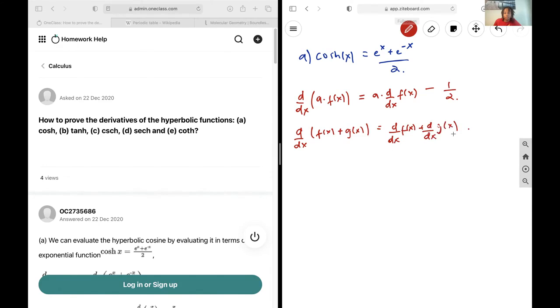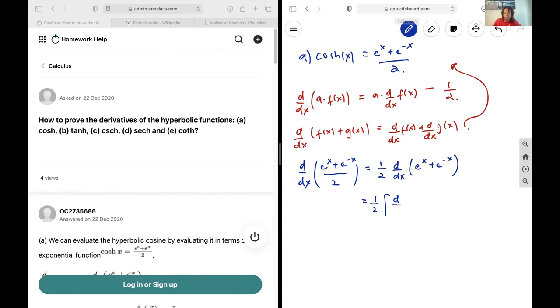And so how we're going to apply this is to separate the e to the power of x and the e to the power of negative x. And those are two derivatives that we can easily find instead. And so this means that d over dx of e to the x plus e to the minus x over 2 is going to be equal to 1 over 2 into the derivative of e to the x plus e to the minus x. And then we're going to separate them into d over dx e to the x plus the derivative of e to the minus x.